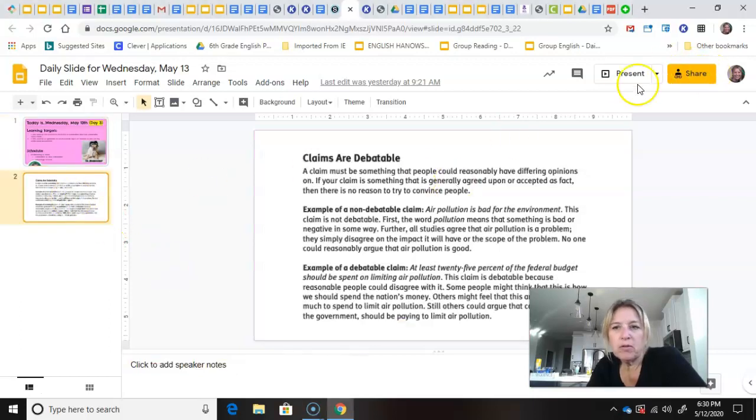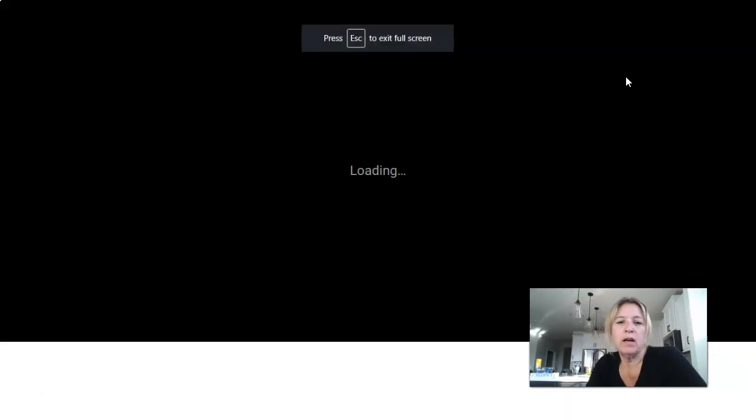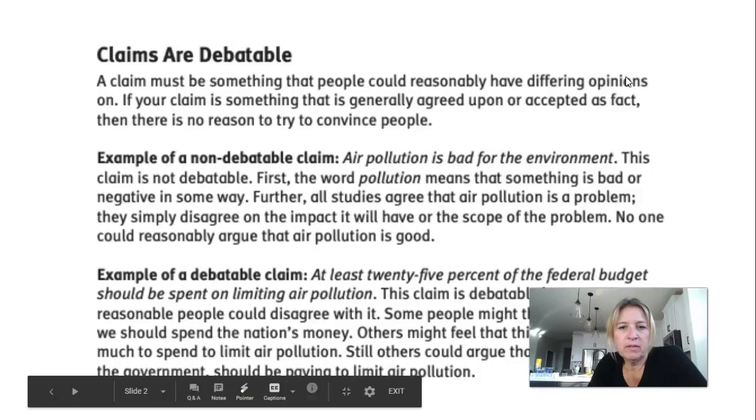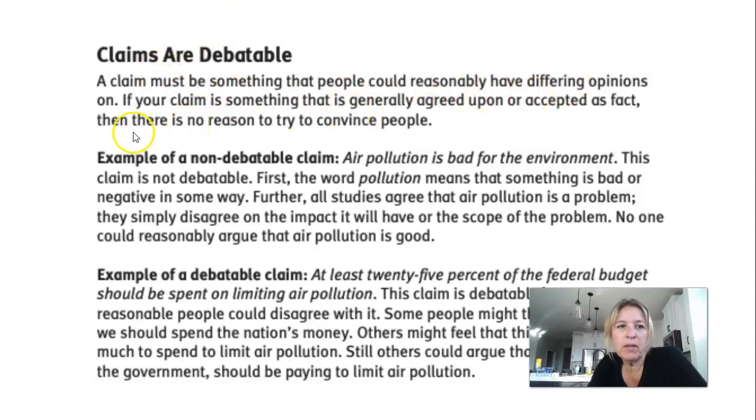This is available for you so that if you need to remind yourself what's an example of debatable and non-debatable, you can look at this and reread it after we go through it. All right, claims that are debatable. A claim must be something that people could reasonably have differing opinions on. If your claim is something that is generally agreed upon or accepted as fact, there is no reason to try and convince people. So that would be non-debatable.